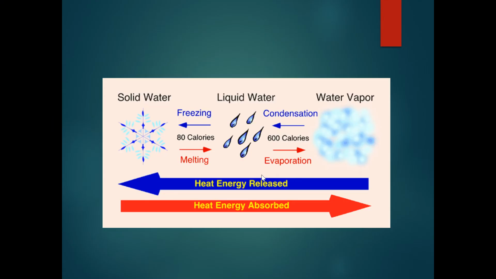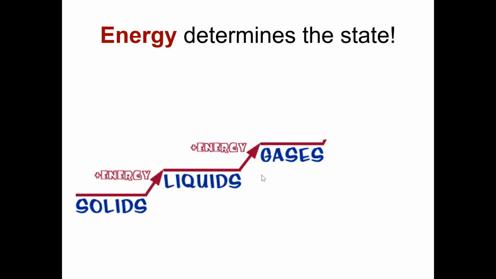So here's another visual. As you add energy, it goes from a solid to a liquid to a gas, and as you release energy, remove energy, it goes from a gas to a liquid to a solid. The term for solid water is ice. The term for vapor water is steam. So again, what determines the state? Energy.